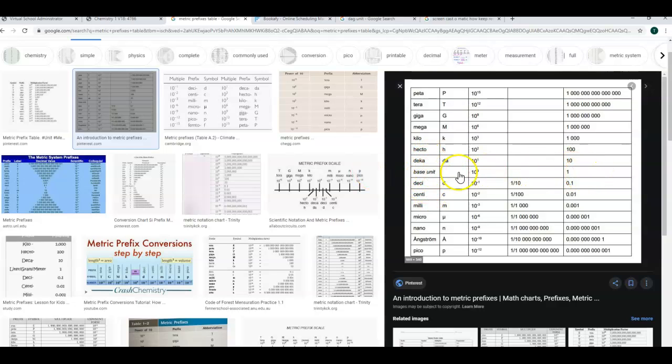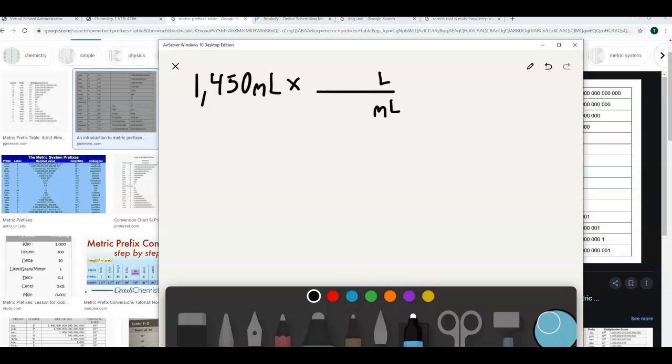So my base unit, in this instance, is liters, and I'm trying to figure out how many are in a milliliter. There are 0.001 liters in a milliliter. Or you can think of it as 1,000 milliliters in 1 liter, but I'm just going to do it as they show me. So again, there are 0.001 liters in a milliliter.